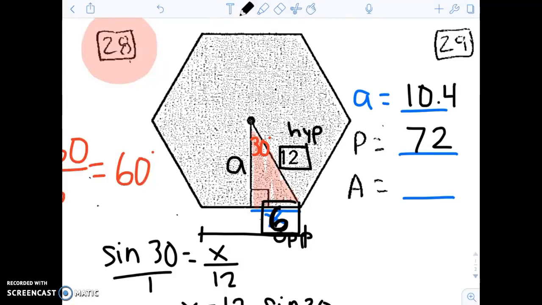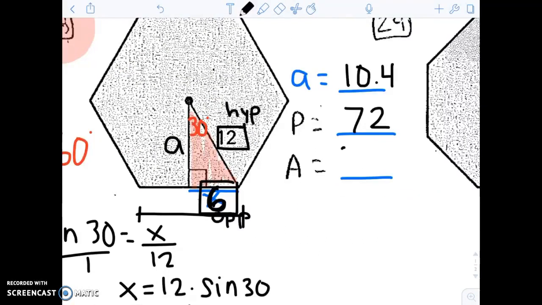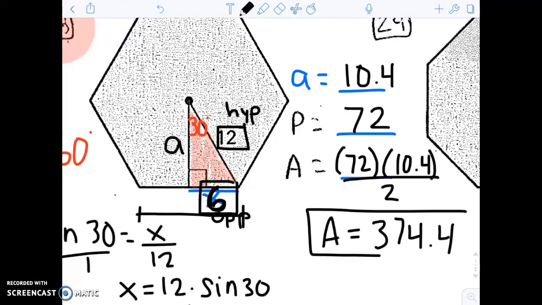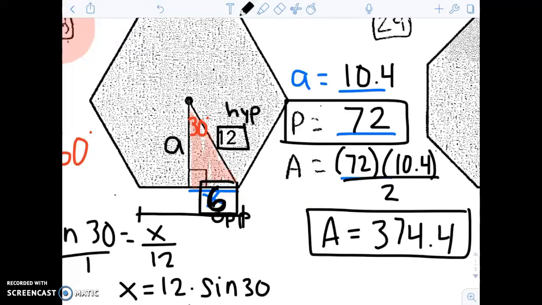So now I have everything I need to calculate area. So I'm going to take perimeter times apothem, then divided by 2, which means my area will be 374.4. So I have my area and I have my perimeter.